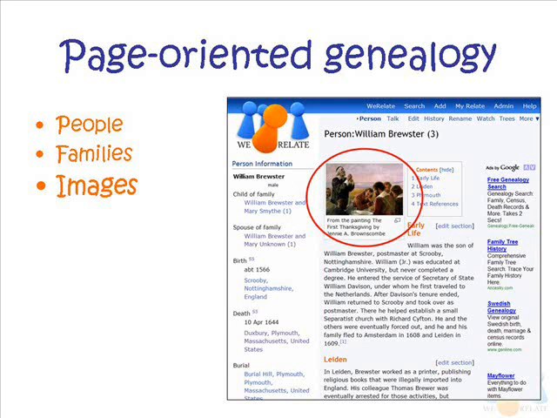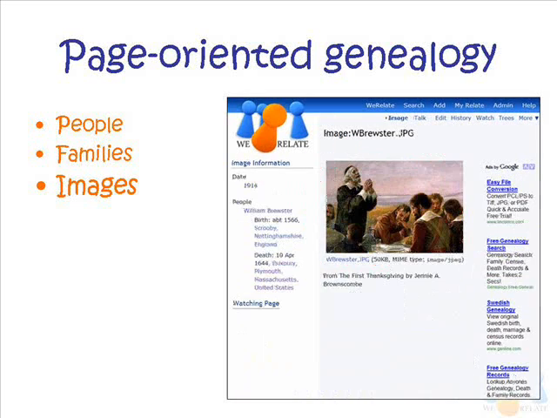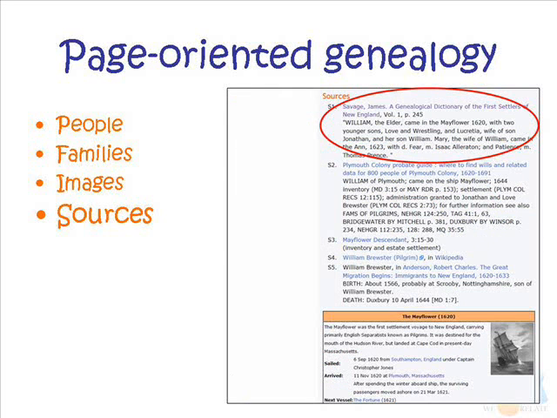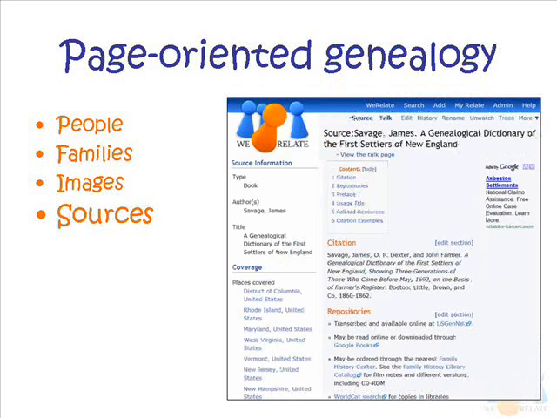Let's go back to the person page for William Brewster. Notice the image there on the page. If we click on this image, we're taken to another page for the image. Now let's look at sources. Going back again to William Brewster's page, let's scroll down a bit. Scrolling down, we come to the list of sources near the bottom of the page. Each source is a link. Clicking on the link takes us to a page for the source.